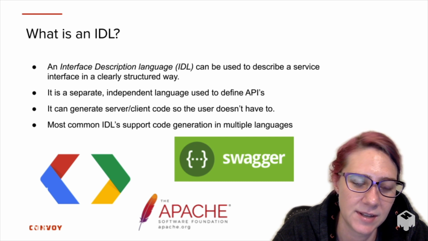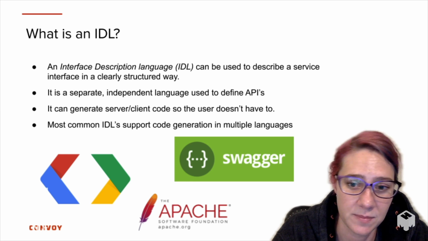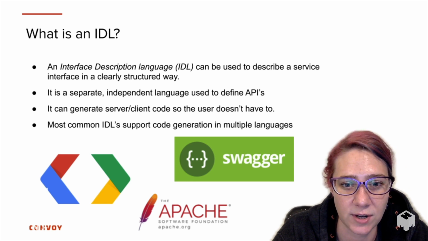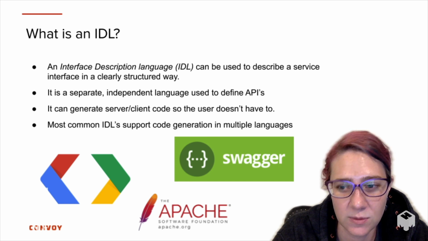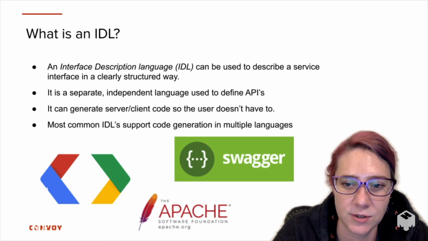At this time at Convoy, we only used TypeScript, using it with Node on the back end and then with React on the front end. So we didn't need separate language generation, but we knew in the future this was a possibility. Some of the examples here for IDLs are Protobuf, Apache Thrift, or Swagger.